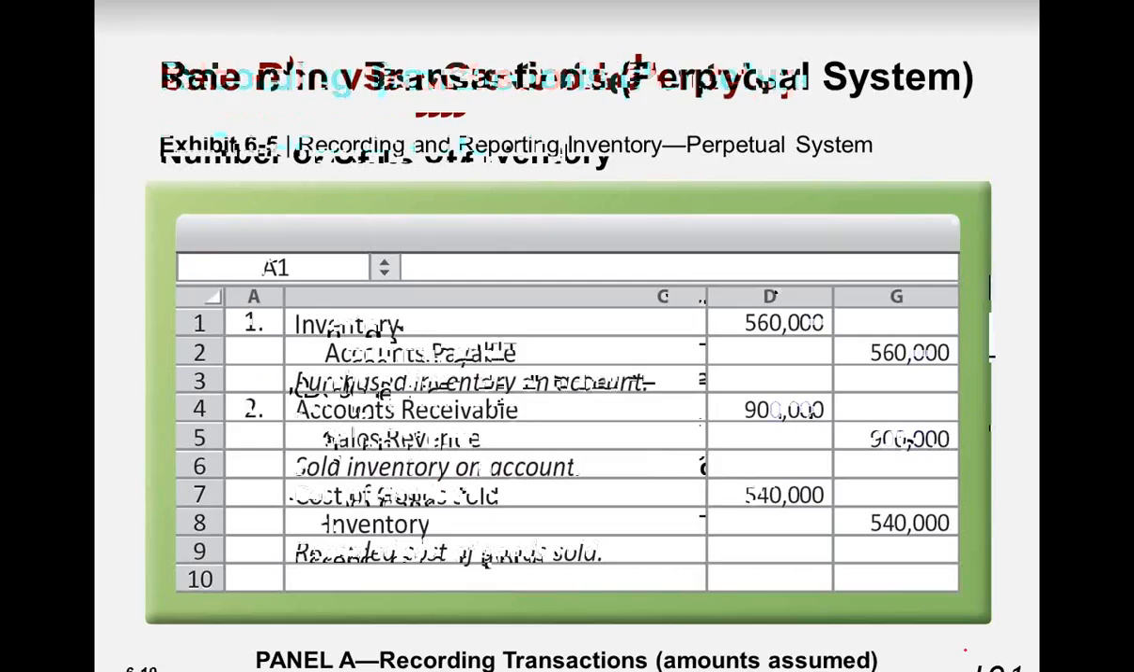Quick illustration of that. In this case, we would have purchased inventory for $560,000 on account. We made a sale of $900,000, sales revenue credit, accounts receivable debit, and the entry to record the cost of that inventory sold and how much inventory is gone is the very next entry. So that's standard perpetual inventory system process of buying inventory, selling inventory.